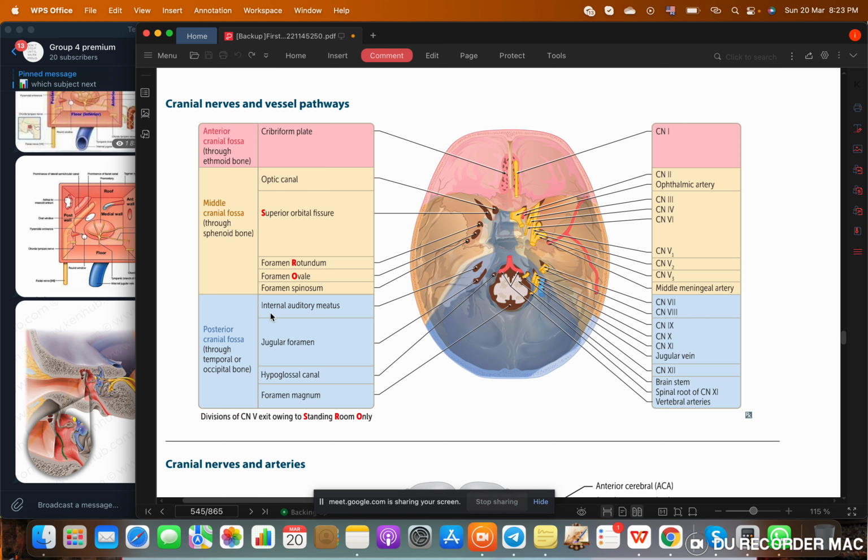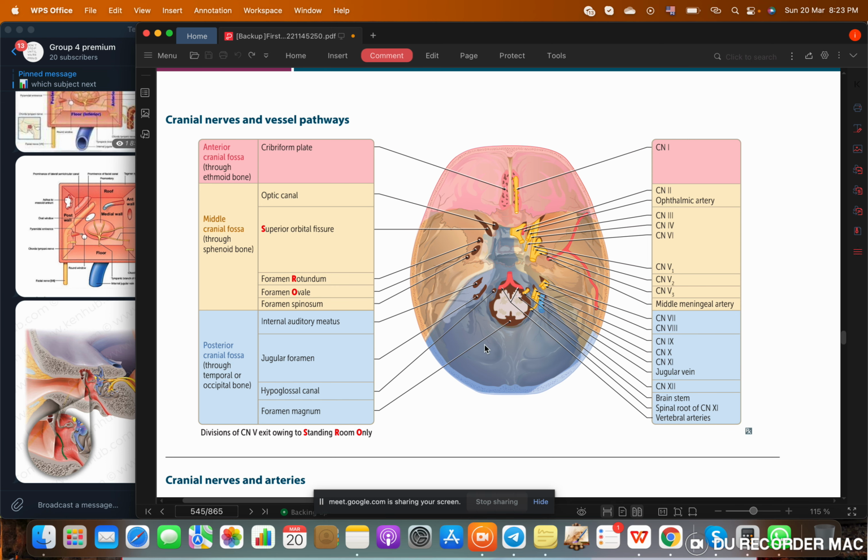So, the next one is the jugular foramen, in which we have 9, 10, and 11, and the jugular vein going through. Hypoglossal canal, well, I should not speak about this. It's cranial nerve number 12, which is the hypoglossal nerve. Foramen magnum, really massive foramen. Cranial nerve number 11 goes through, which is accessory.